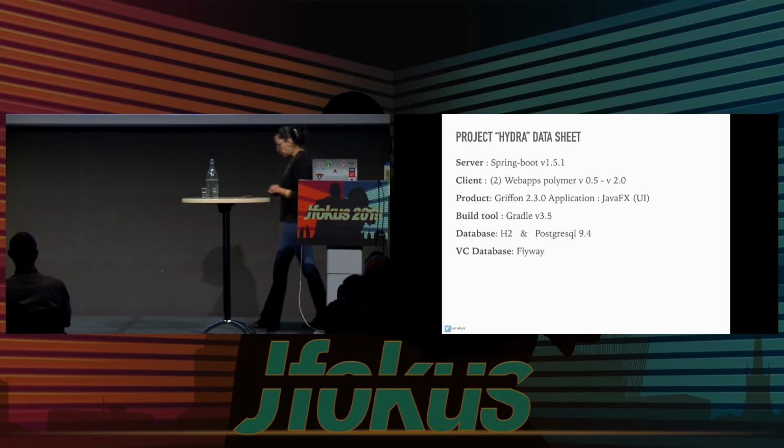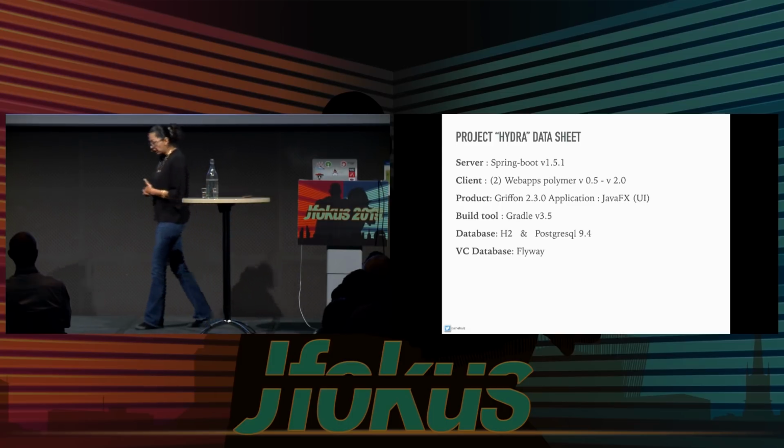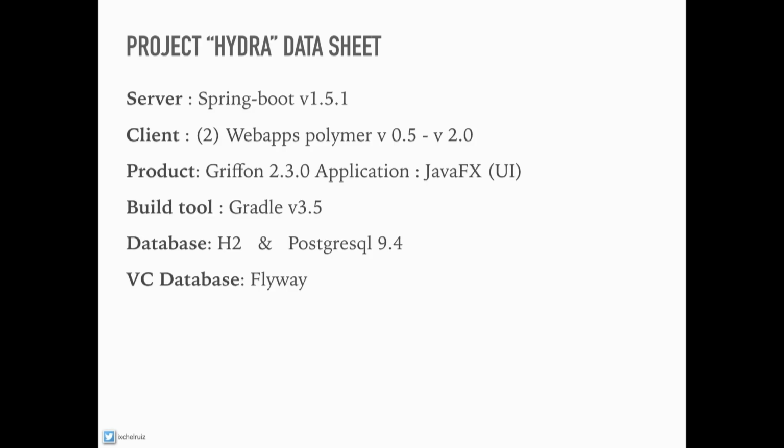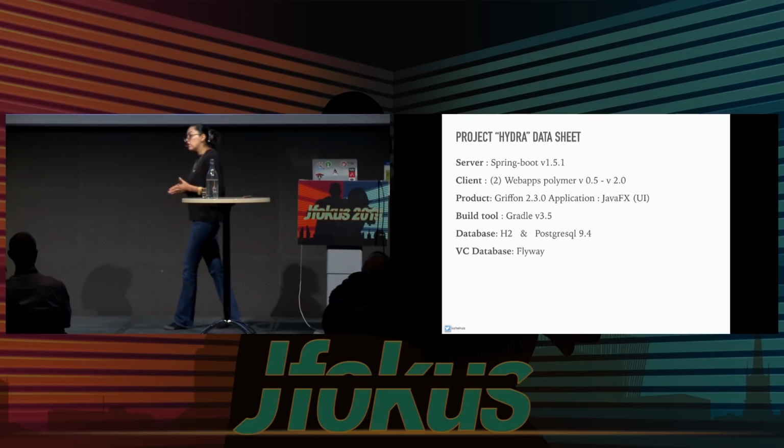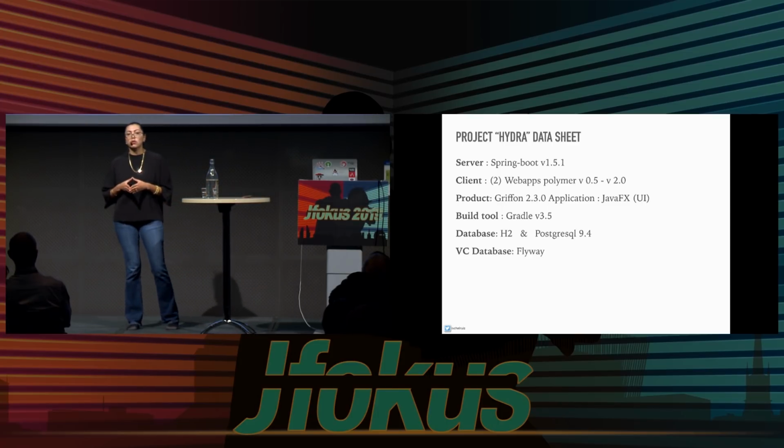Now, a little bit of description of the project that caused a lot of problems. This was a Spring Boot application on the server. We had 2 web applications with Polymer, and 1 desktop application with JavaFX and Griffon. We were using Postgres 9.4 in production. And when we started the development of this application, we started using H2.